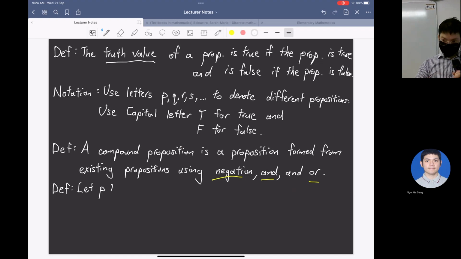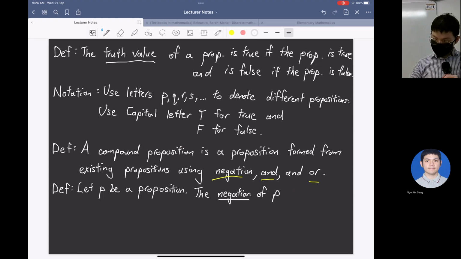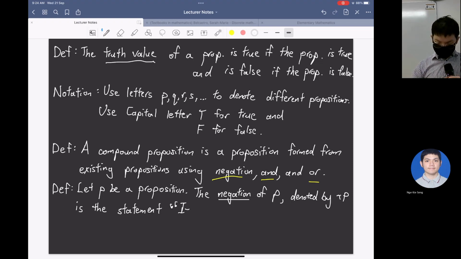So let P be a proposition. So we have a proposition called P. Now this is what it means. So we want to negate P. So the negation of P. Okay. And then we will typically write it as not P. Okay, not P, like this. So what is it? It's the statement, or proposition, if you like. It's a statement. It is not the case that P.